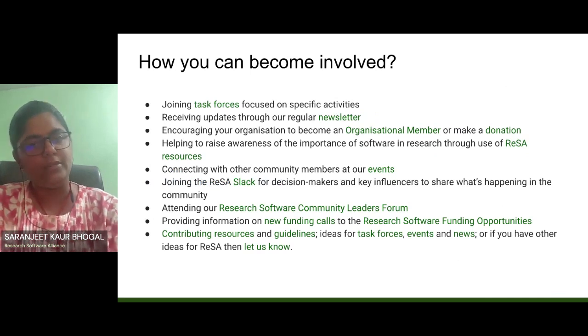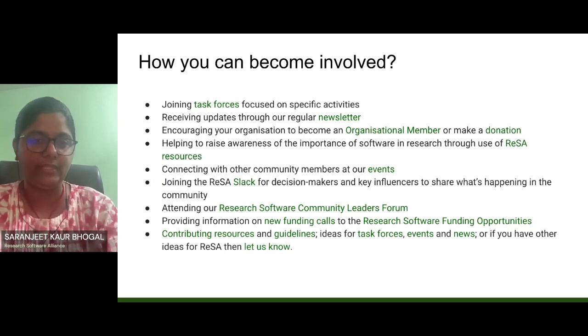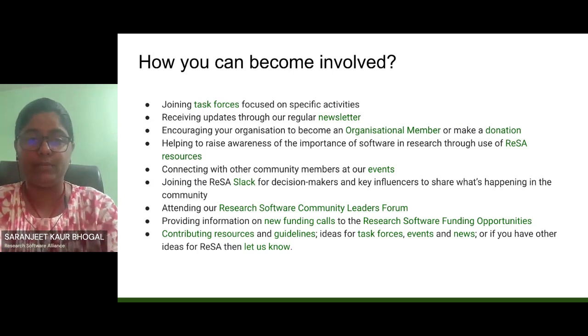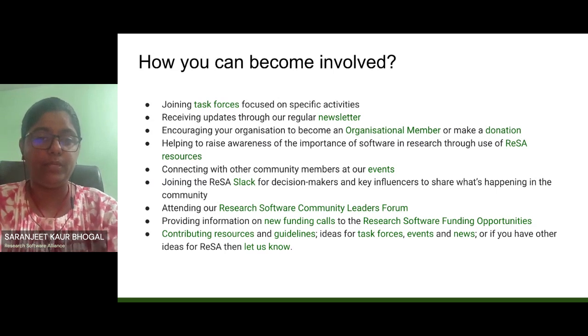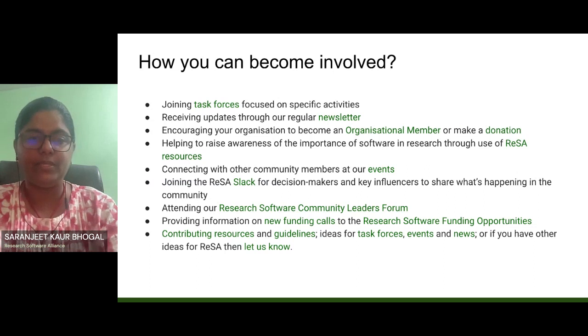So there are a number of ways one can become involved with the Research Software Alliance. One of those is joining the task forces on specific activities, or subscribing to our newsletters and receiving regular updates. Another way, like Nooriyah mentioned, is encouraging your organization to become an organization member or make a donation. Another way would be to help raise awareness of the importance of software in research through the use of ReSA resources, connecting with community members at our events, or joining the ReSA Slack for decision makers and key influencers to share what's happening in the community.